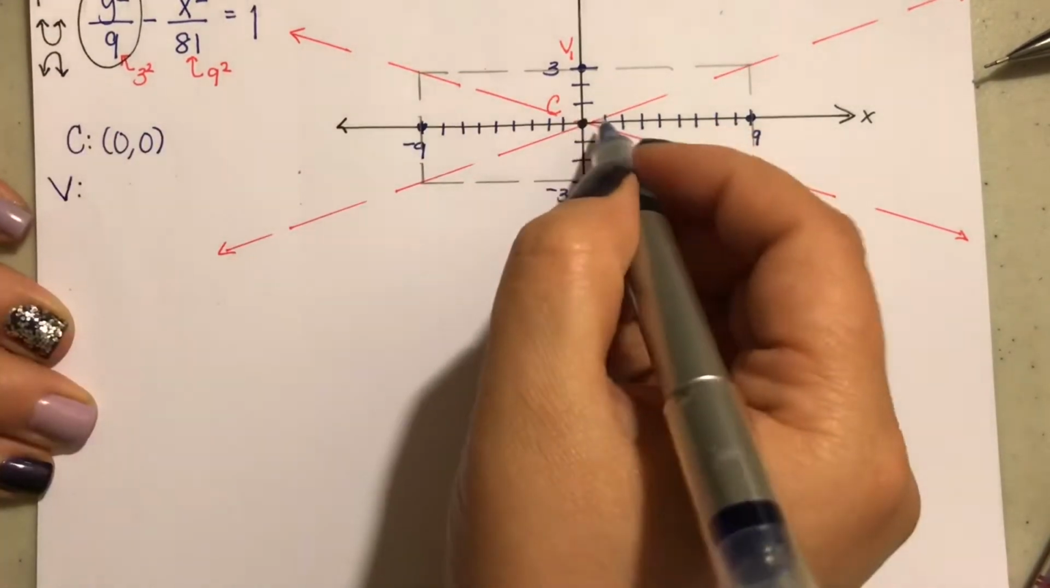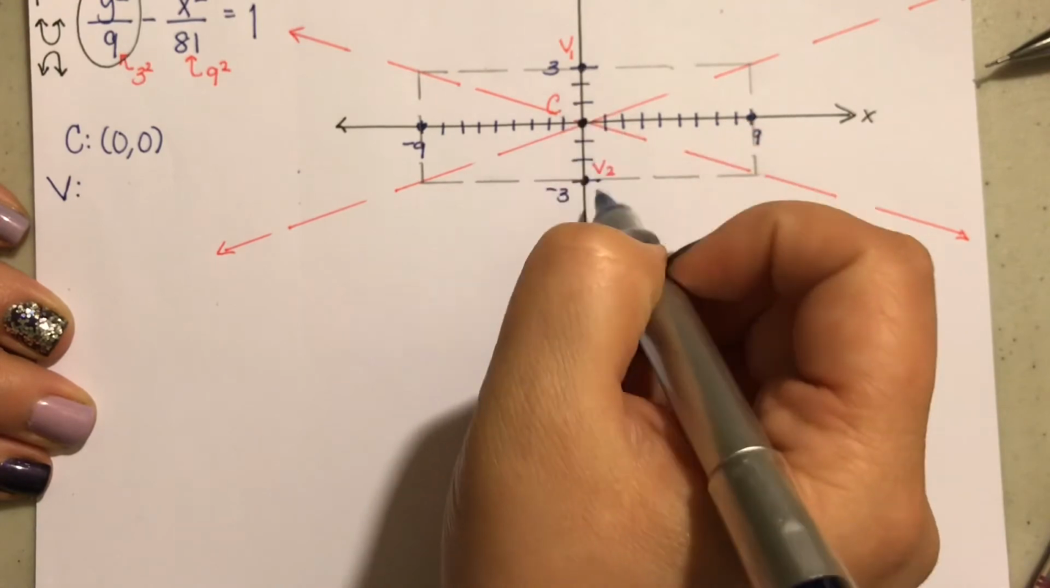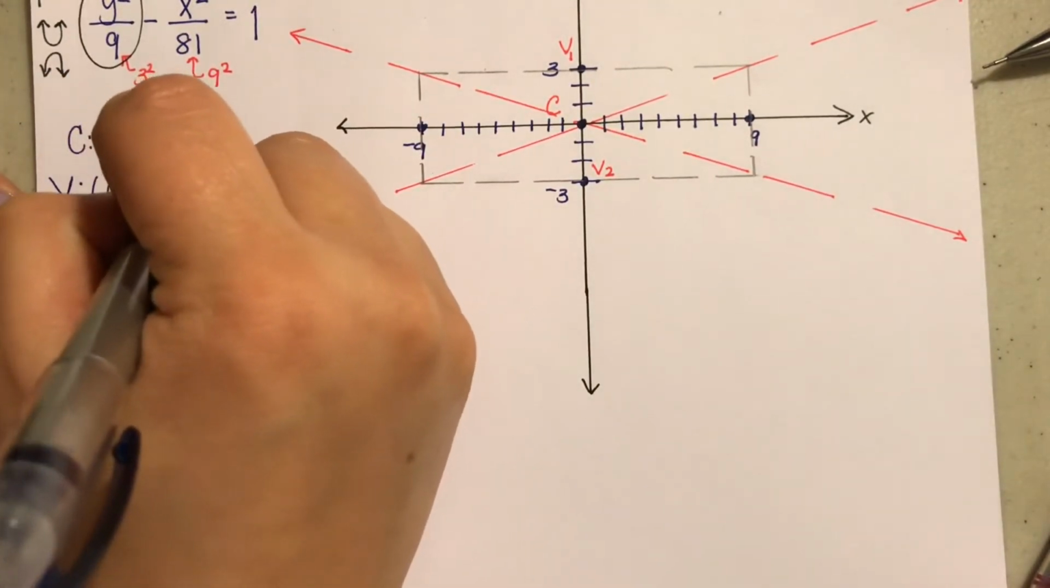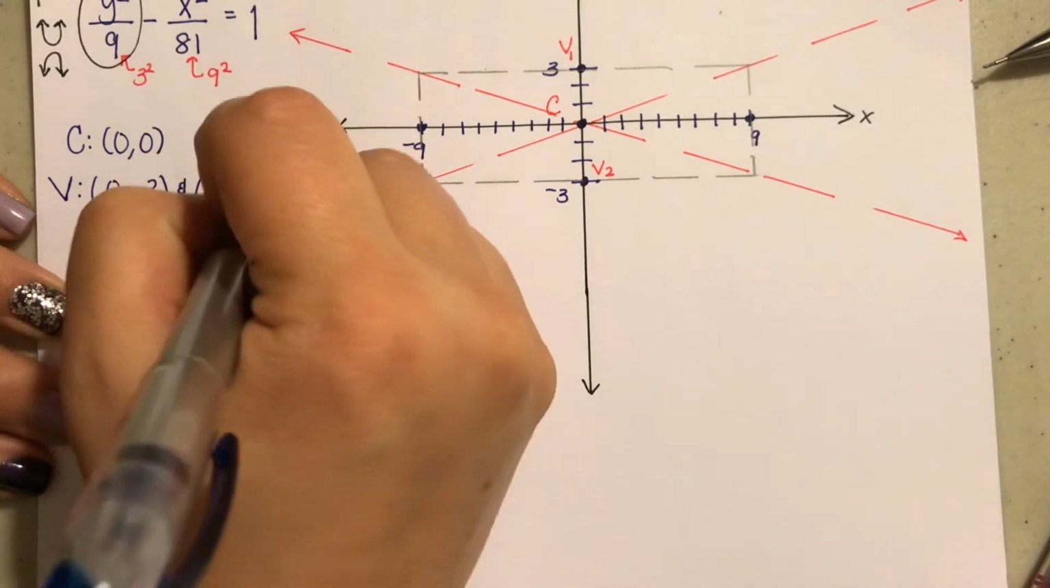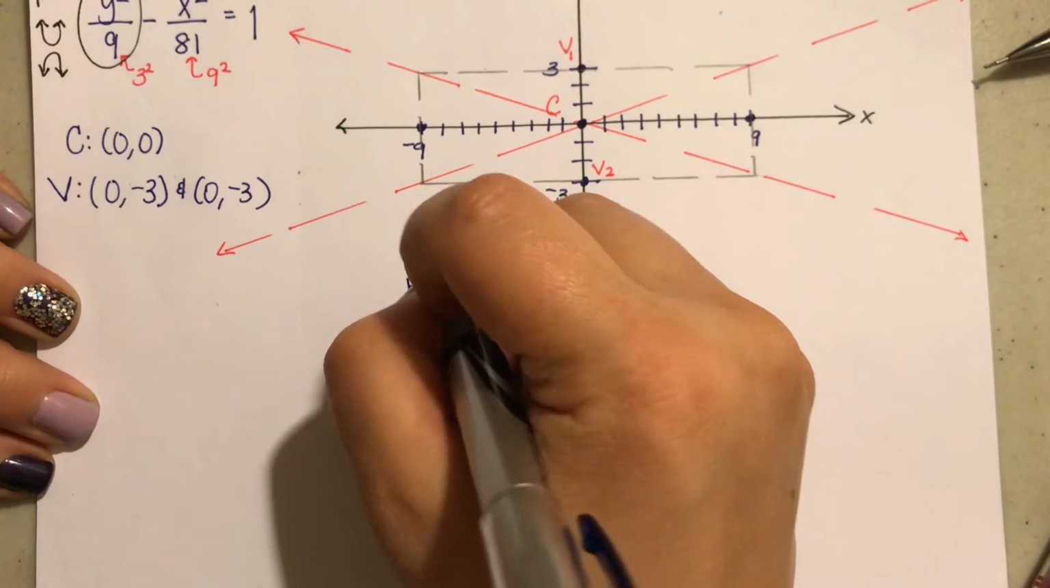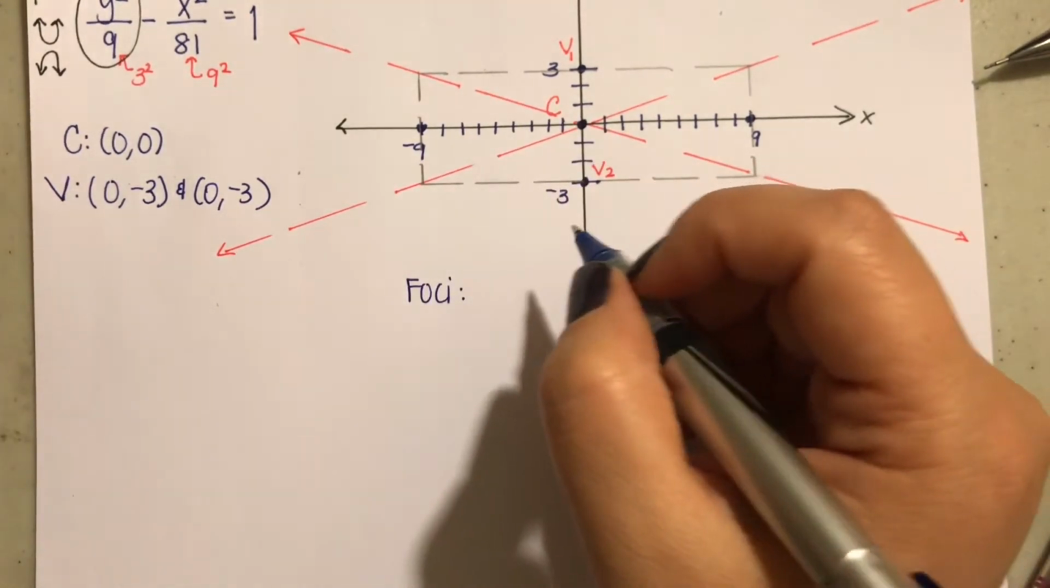So the vertices are located at (0, 3) and (0, -3). I've been putting negatives first, so (0, -3). Like I said before, we need to find the foci. So let's actually figure that out.